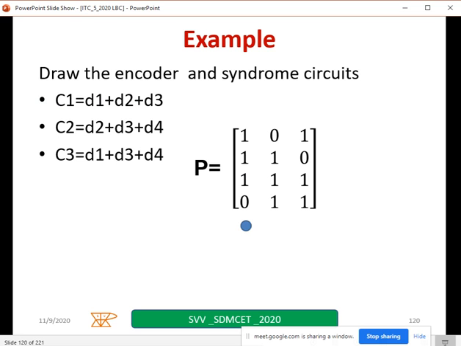Once I get P, it will be easy for me to draw the encoder circuit, because P is the base. Using P only, I'm going to write the encoder circuit. So C1, just write on this. Next C2, next C3. So you will get three columns.